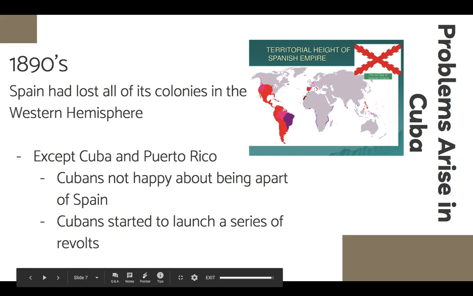The Cubans at the time were not happy about being a part of Spain. They were over it. They wanted to be independent. They had seen all these other revolutions, the Haitian Revolution, the Latin American revolutions, the American Revolution, the French revolutions, and heard about all of this stuff. They're sick of being controlled by a mother country, and they want to be independent. So Cuba starts to launch a series of revolts in their own country to kick out these Spanish rulers.